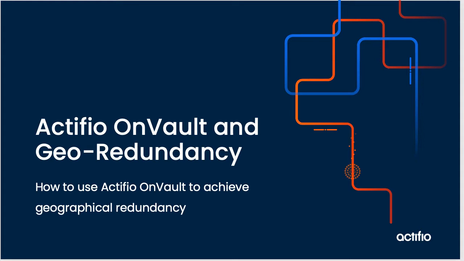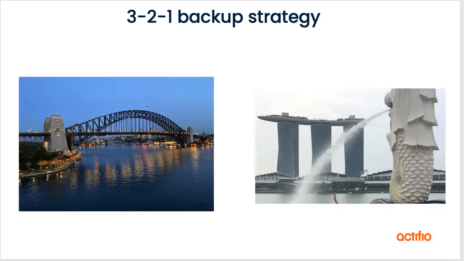In this video, we're going to discuss Actifio Multi Target OnVault and how it compares to the Geo-Redundancy options made available by various cloud providers. In today's multi-cloud environment, many organizations are moving production into a cloud provider's region. However, the 3-2-1 backup strategy that says we should always have at least 3 backups on 2 different mediums with 1 copy off-site still very much applies.